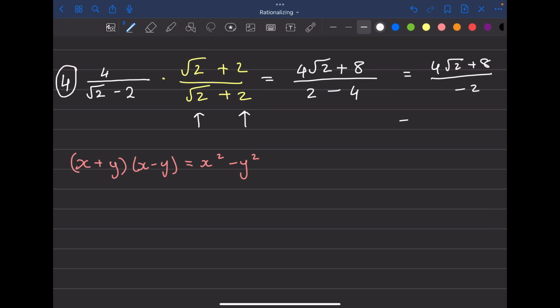We can divide the numerator and denominator by 2. So this will give us 2 root 2 plus 4 over negative 1. And then dividing anything by negative 1 just flips the sign. So this will give us negative 2 root 2 minus 4. And we are done.